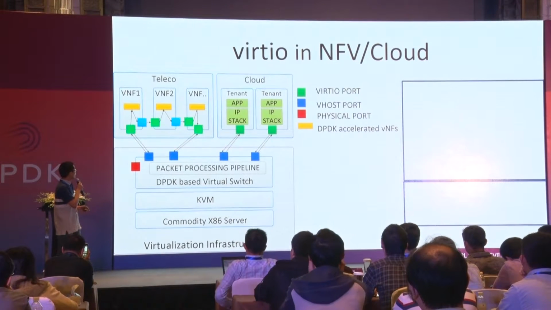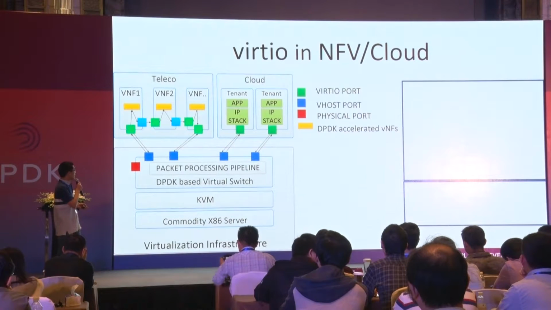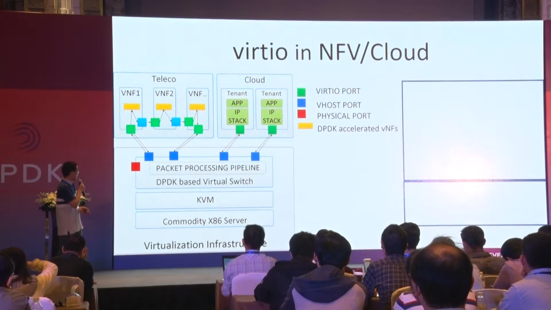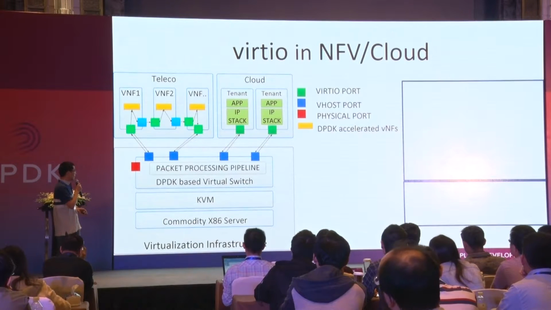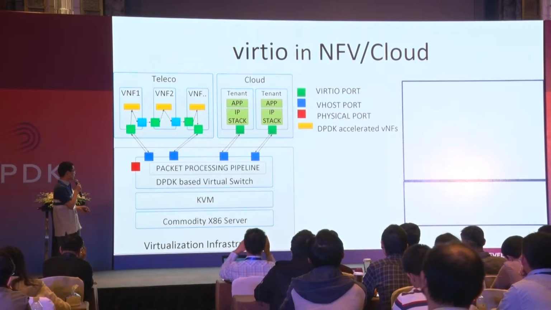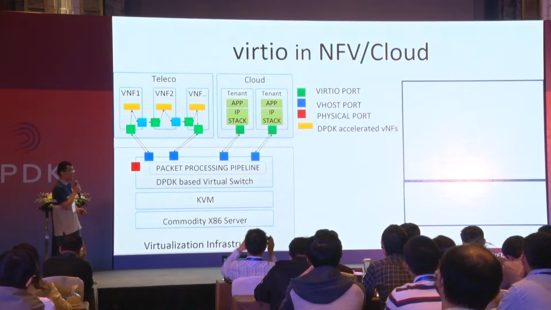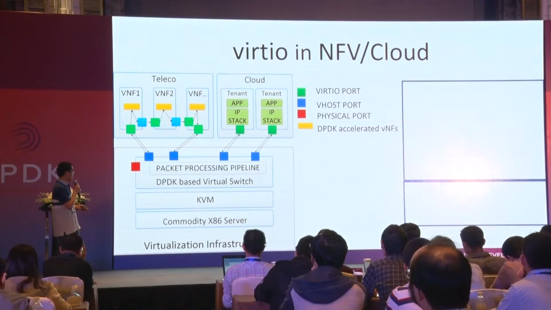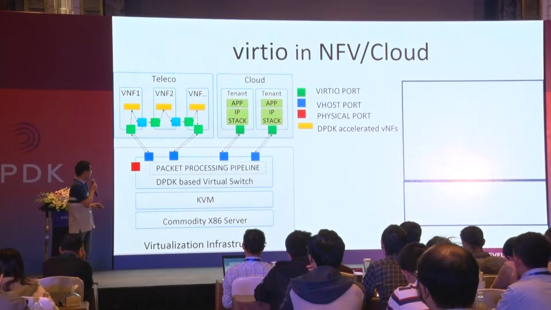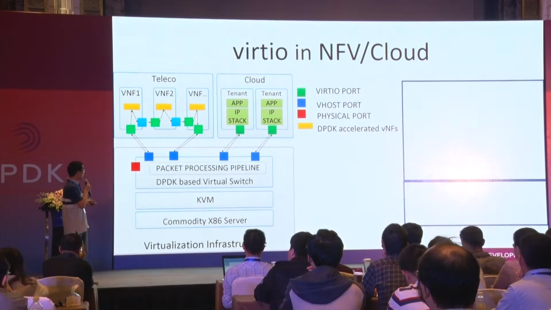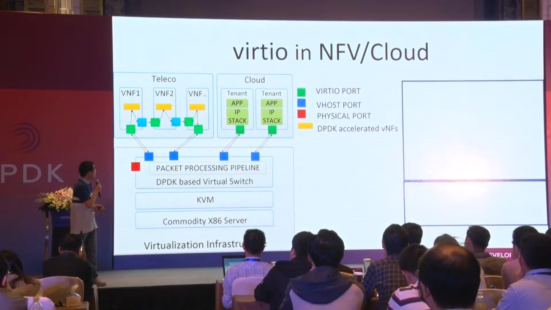On the left-hand side, on the diagram, you can see the two typical scenarios. In the lower tier, we have the infrastructures, including commodity x86 servers, QEMUs, packet processing pipelines, as well as other accelerators. We also have the open source. Moving forward, we have DPDK virtual switch. And affiliated to that, we have the physical port and the backend port, as well as Vhost port.